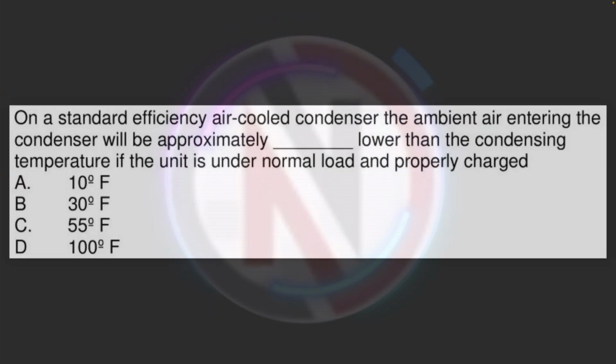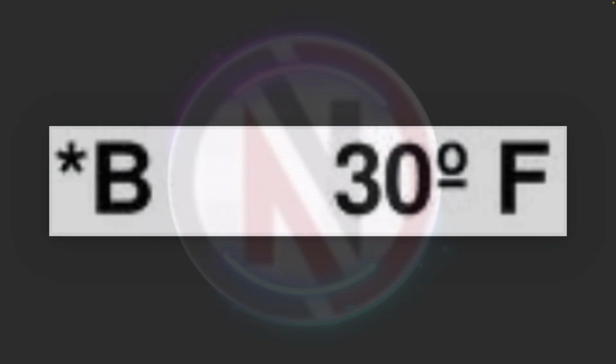On a standard efficiency air-cooled condenser, the ambient air entering the condenser will be approximately what temperature lower than the condensing temperature, if the unit is under normal load and properly charged? A. 10 degrees Fahrenheit, B. 30 degrees Fahrenheit, C. 55 degrees Fahrenheit, D. 100 degrees Fahrenheit. B. 30 degrees Fahrenheit.